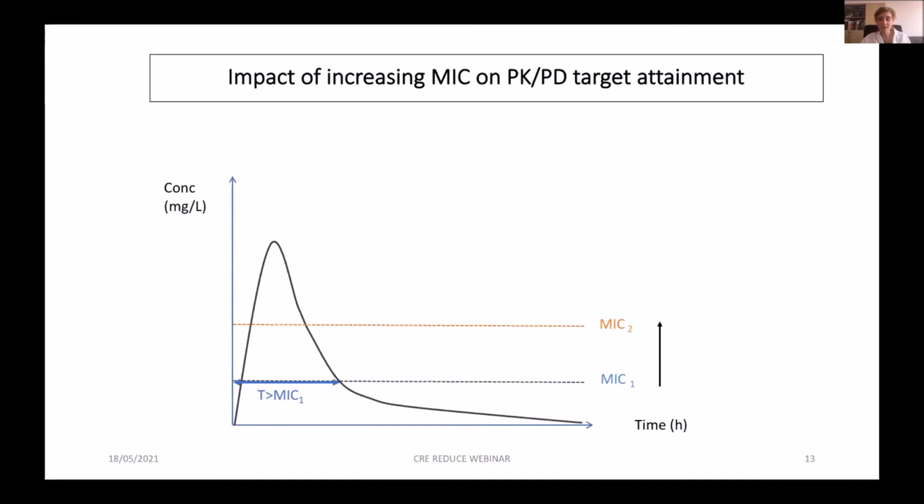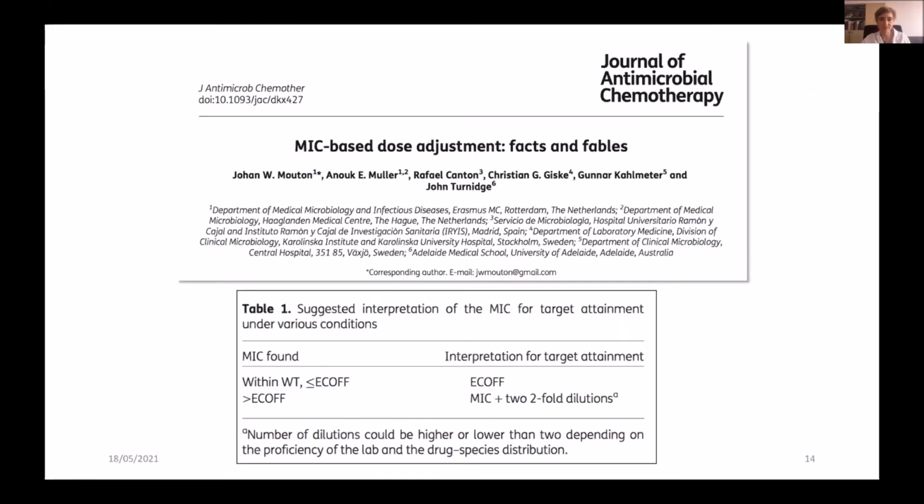As you can see on this graph, with low MIC, the time the concentrations remain above the MIC is quite long. And with increasing MIC, this will definitely reduce this time and make the achievement of the PK/PD target much, much more difficult. So the second question is, as we've seen, the MIC is one of the major determinants, but can we adjust drug dosing on this value?